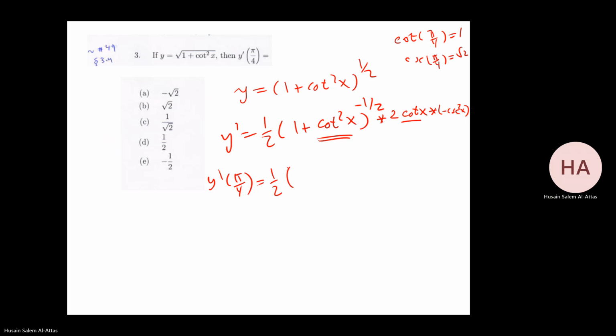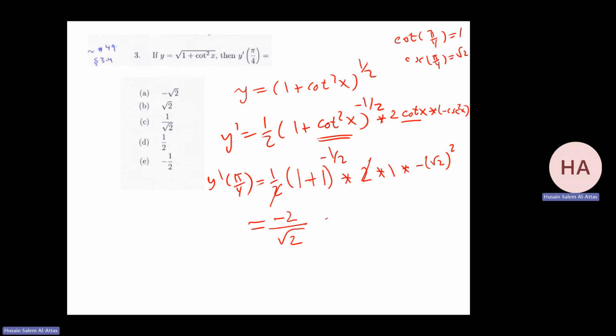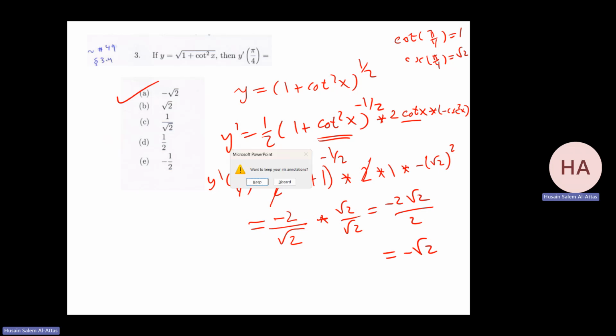That will be half. 1 plus 1 to the power minus half times 2 cotan pi over 4, that is 1. And this is times minus square root of 2 squared. Okay, this is cancelled. So I have what? Minus 2. This is 2 to the power minus half, which is 1 over square root of 2. Rationalize to get minus 2 root 2 over 2. And that will be minus root 2.